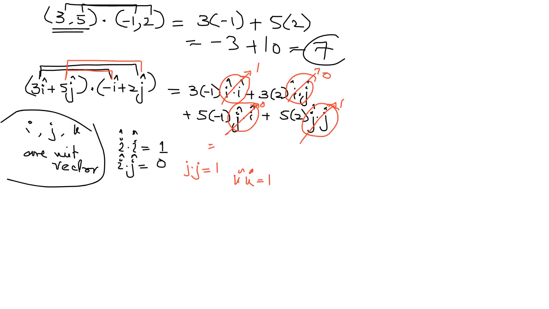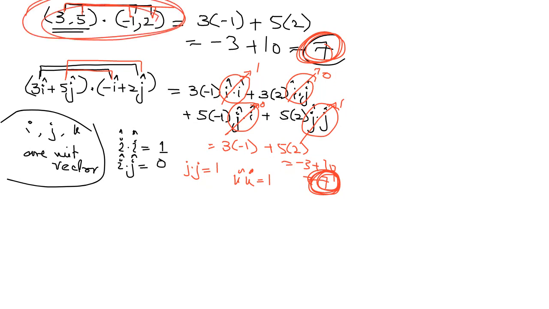So what will you get? 3 multiplied by -1 plus 5 multiplied by 2, that is -3 plus 10, which is equal to 7. So you got 7, the same answer. It means this is the simplest method to make the dot product: first component with the first component, second with the second component, and you add them. Understand? If you forget the other method, you can use this method.